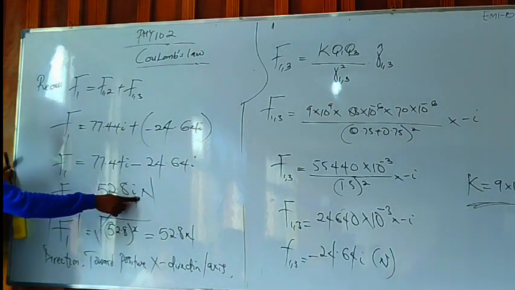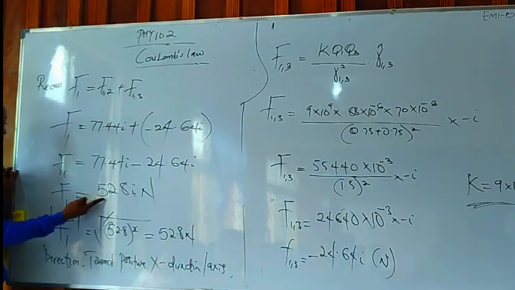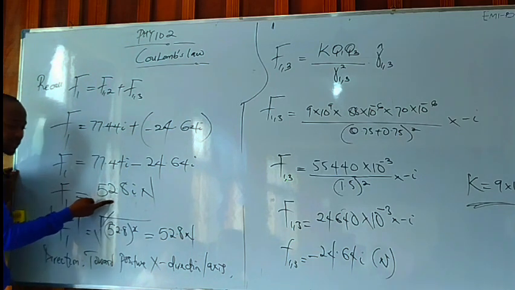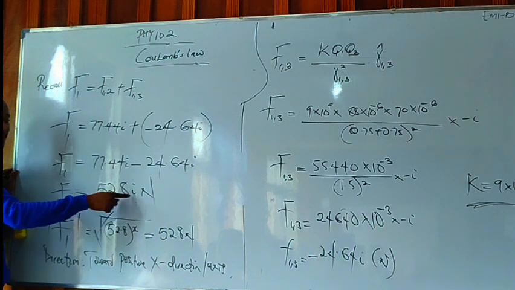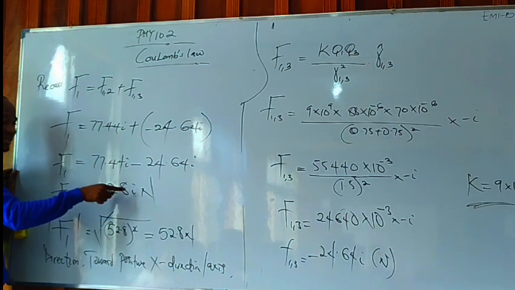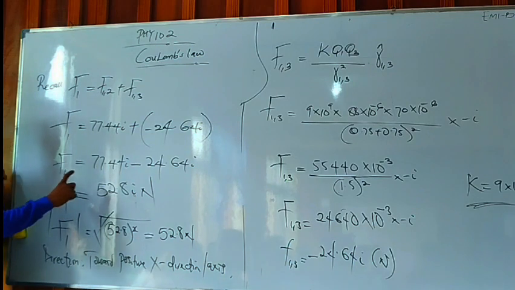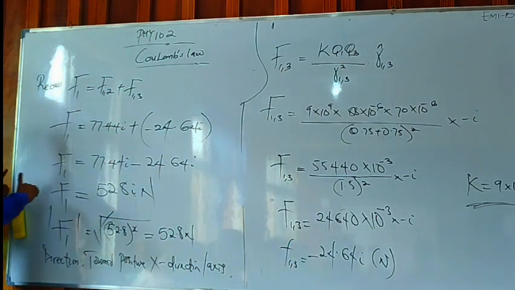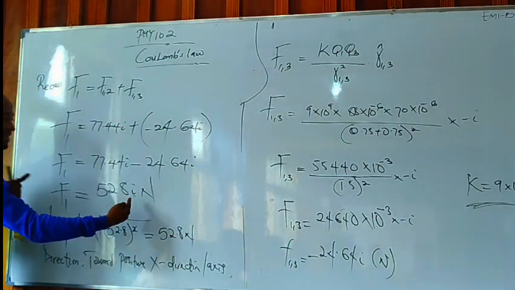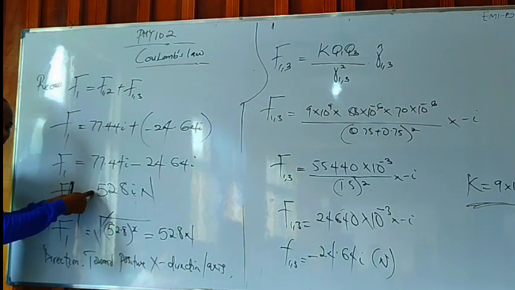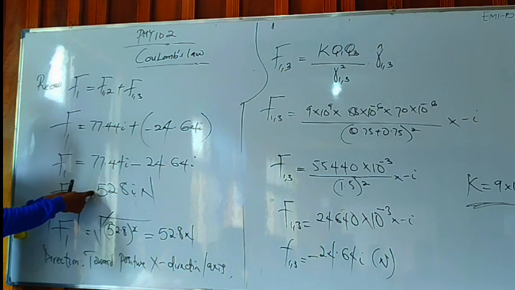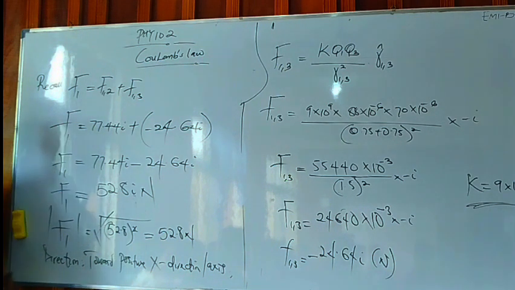Because the value of i represents what? The x axis. So this value here, 52.8, is what? The size or the net force. Then the direction is what? i. So this i indicates that the two charges are where? On the x axis. But it is acting towards what? Positive x direction. Is it making sense?